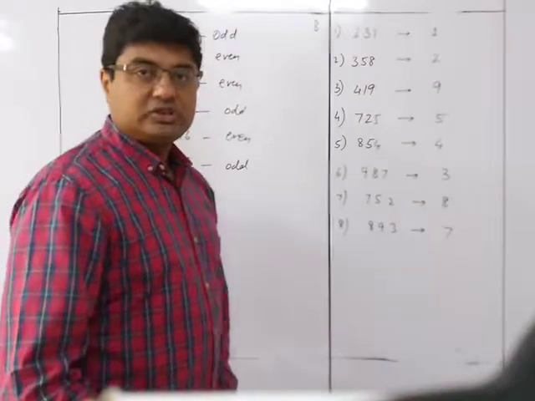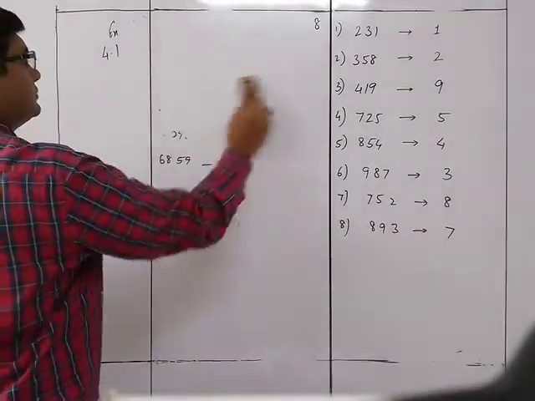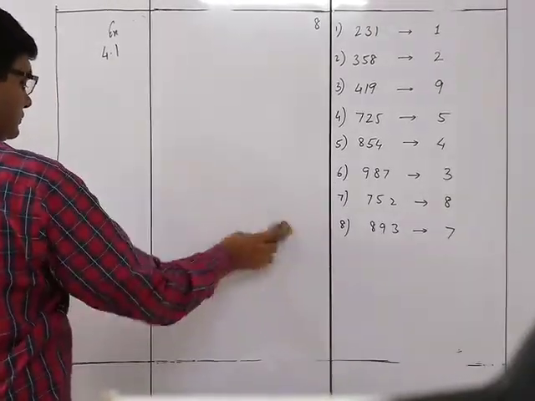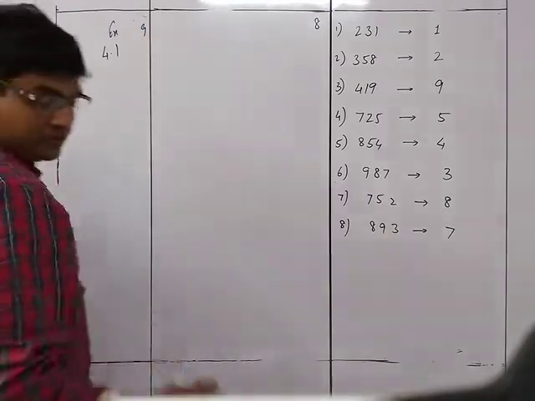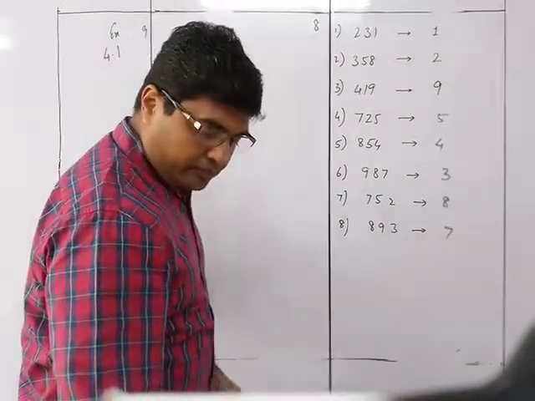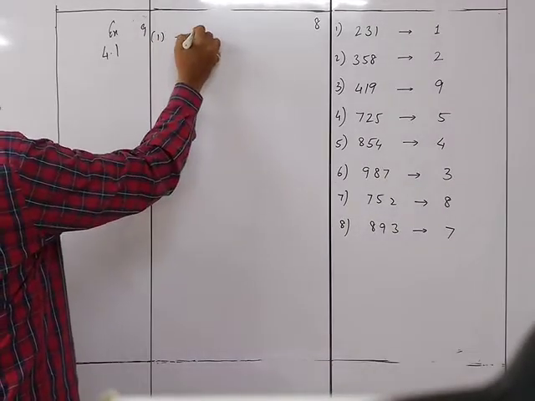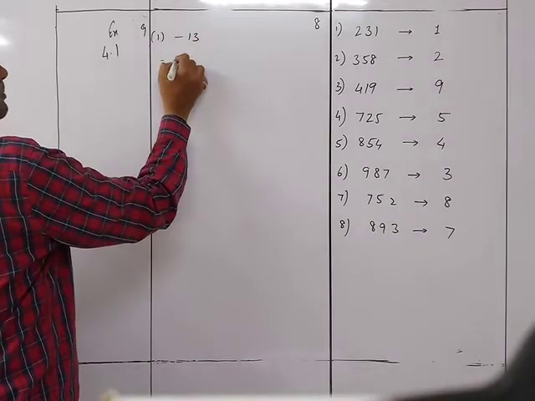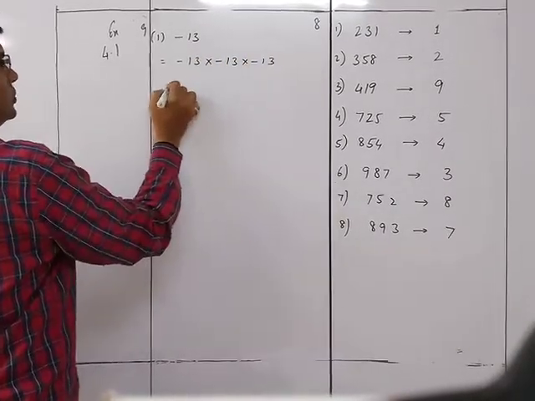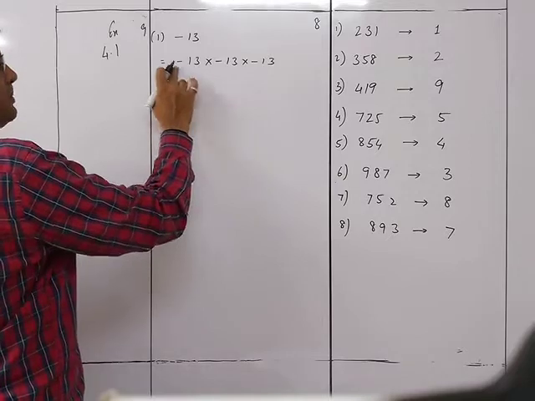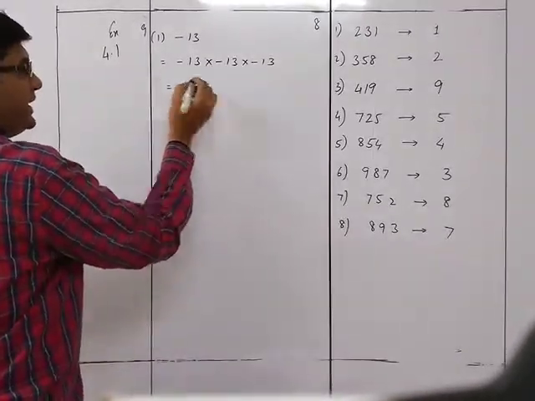Now we come to question number 9. Question number 9 is: find the cubes of the following numbers. So you're just finding the cubes. The first one is minus 13, which is minus 13 into minus 13 into minus 13. One thing is clear: minus into minus is plus, plus into minus is minus. Hence it will be a negative number.